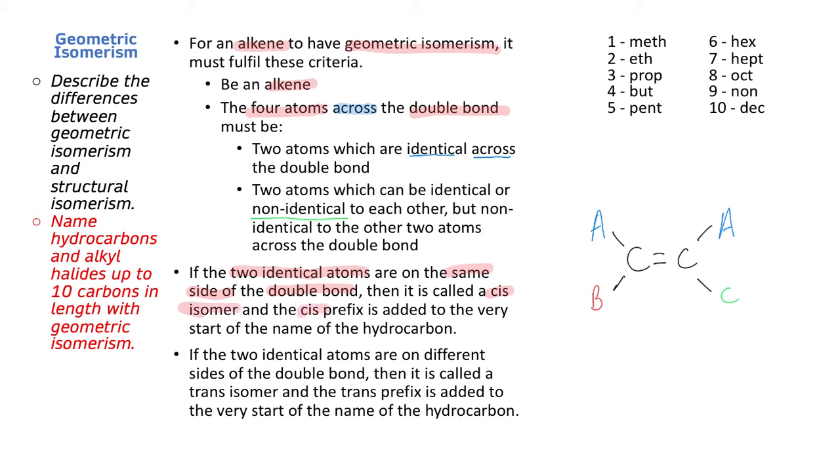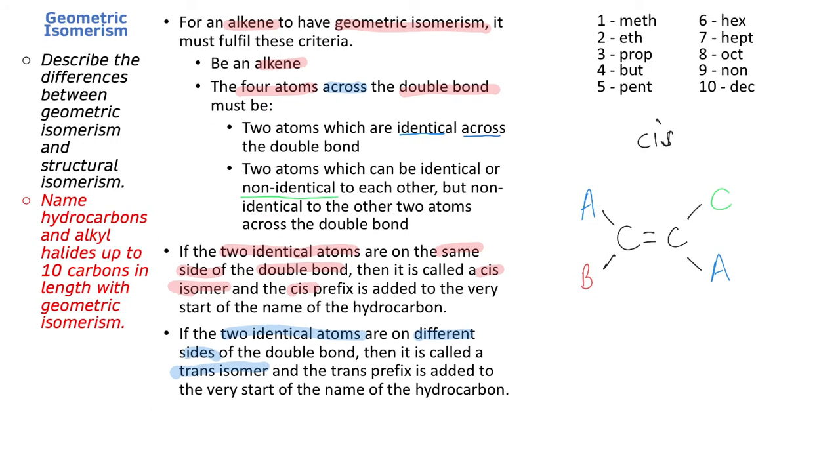And a cis prefix is added to the very start of the name of the hydrocarbon, right? And if the two identical atoms are on different sides of the double bond, then it's called a trans isomer, right? So this diagram here is currently a cis isomer, but if I was to get rid of this A here and this C here and swap their locations, if I put the A here and the C here, this would be the trans isomer.